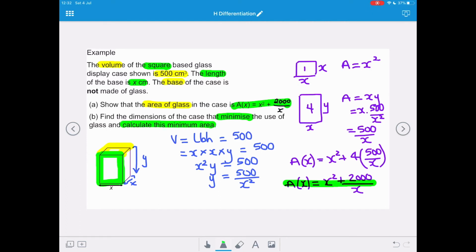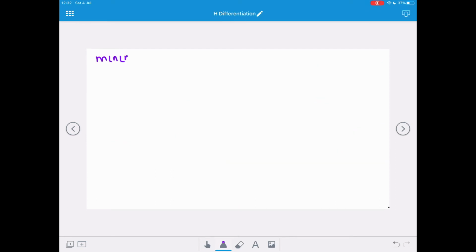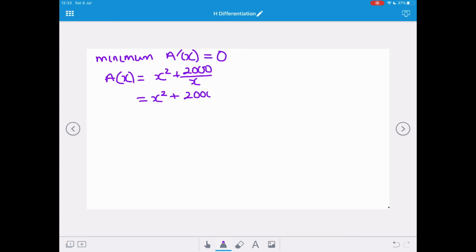So this is an optimization question, and in order to do this, we're going to have to differentiate our formula that we've created for the area of our display case. So we know that the minimum area can be found by the derivative of the area with respect to x equaling 0, as this is the stationary point. So area equaled x squared plus 2000 over x. We need to put this into a differentiable format. So x squared plus 2000 times x to the negative 1.